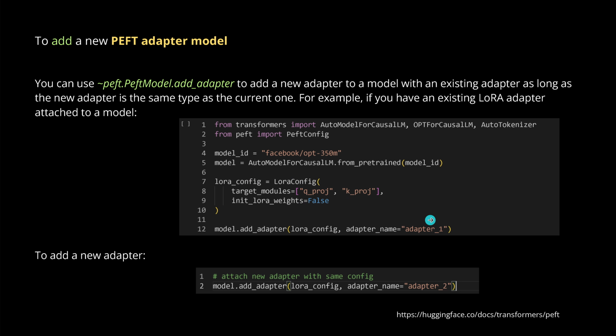And you can give it a name. Let's call it adapter 1. And then if you want to add now another adapter, and it can be, for example, the same LoRA configuration, you add now adapter 2 to this. This is the way that you build here adapter on adapter.